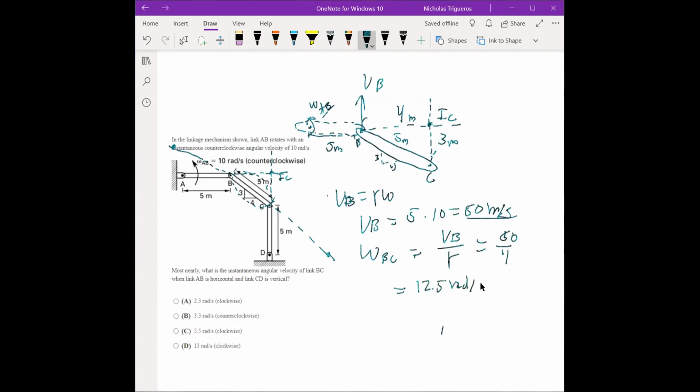It's most closely D, unless there's another part that we have to do, but I don't think so. That's it.